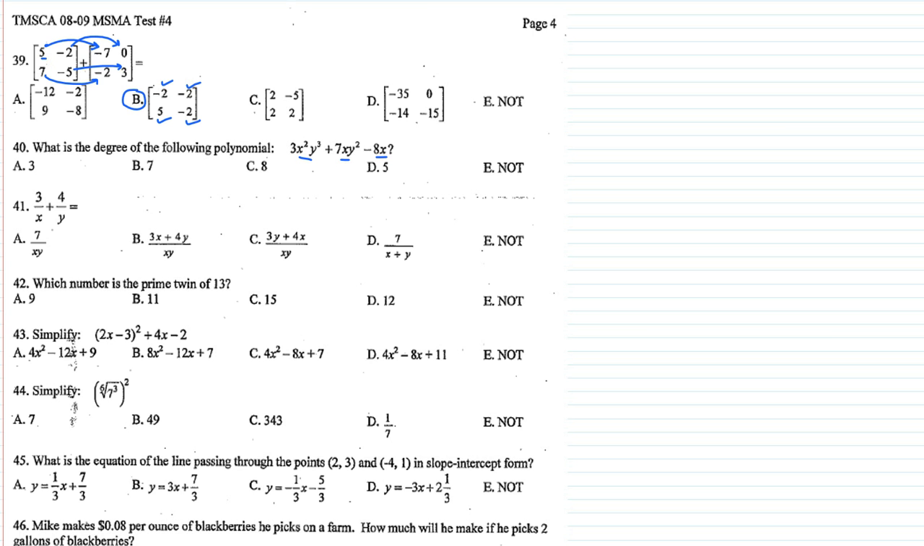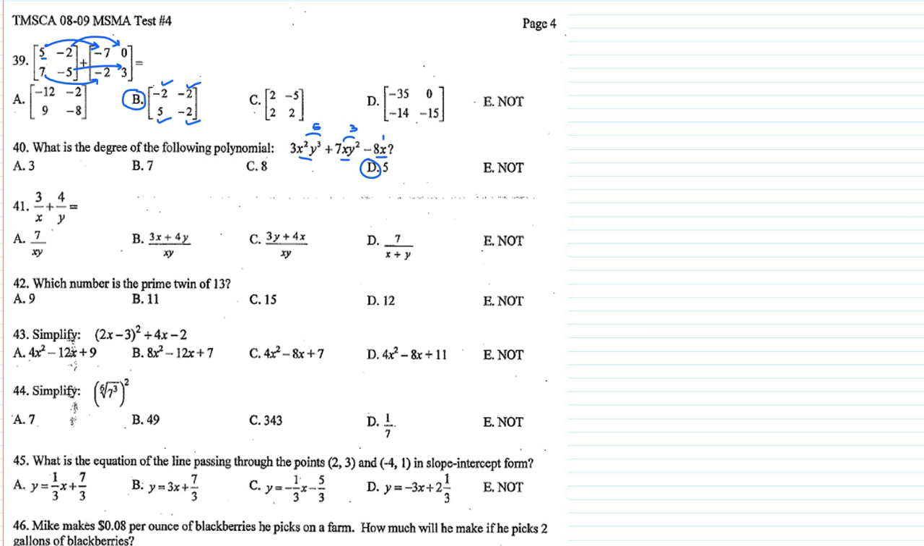The degree of a term is the sum of the exponents of the variables that appear in it. Over here, for example, the degree is 2 plus 3, which is 5. Over here the degree is 1 plus 2, which is 3, and over here x is raised to the power 1, so the degree is 1. The highest degree in this polynomial is 5. So that would be the degree of this polynomial. So we will select the answer D.